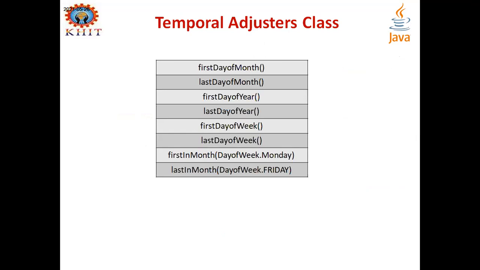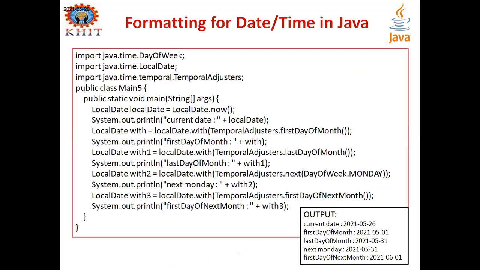These are the methods defined in this TemporalAdjusters class: first day of month, last day of month, first day of year, last day of year, first day of week, last day of week, first in month day of week Monday, last in month day of week Friday, like that. You can use this type of syntax according to the operation you require for this adjustment.